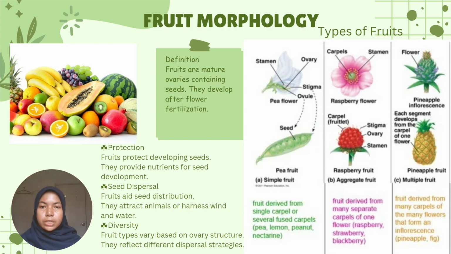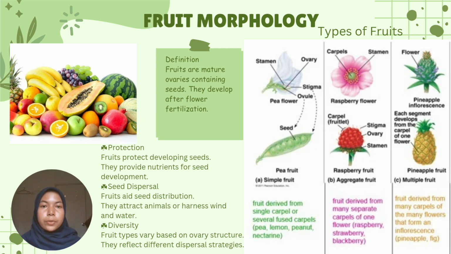Next, fruit morphology. Definition of fruit. Fruits are mature ovaries containing seeds. They develop after flower fertilization. Fruit protection: fruit protects developing seeds. They provide nutrients for seed development. Next, seed dispersal. Fruits aid seed distribution. They attract animals or harness wind and water. Last, diversity. Fruit types vary based on ovary structure. They reflect different dispersal strategies.